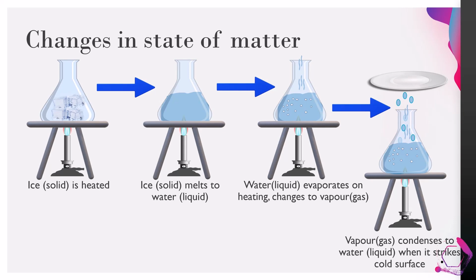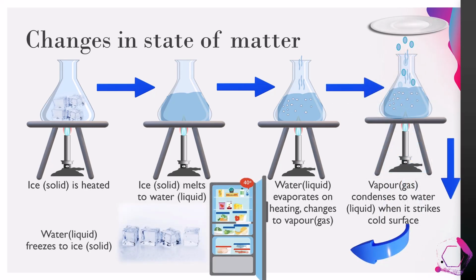Water vapor, which is in gas state, condenses to water, which is in liquid state, when it strikes any cold surface. Water vapor changed as water by condensation. By freezing, we can change water, which is in liquid state, to ice, which is solid state. Water changed as ice by freezing.